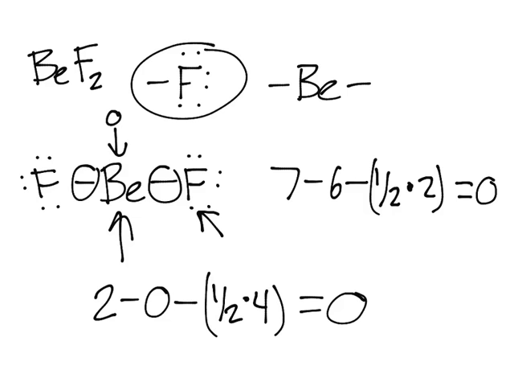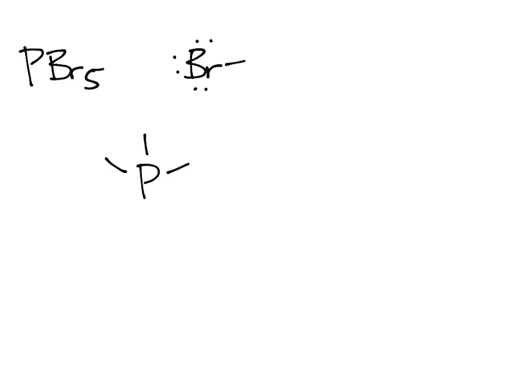Now let's try a different one. So let's try BrF5. And so F generally likes to have this type of formation for it to be neutral. And P, this one is a little tricky. So this is what it actually looks like.